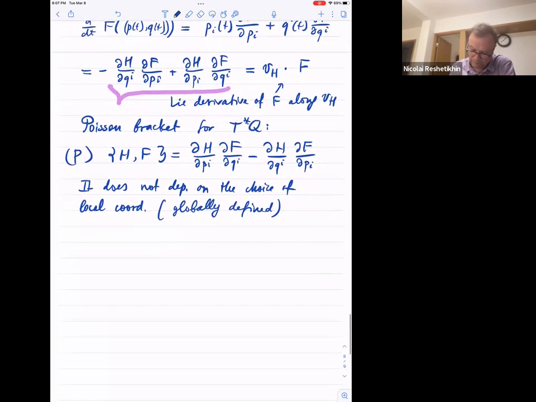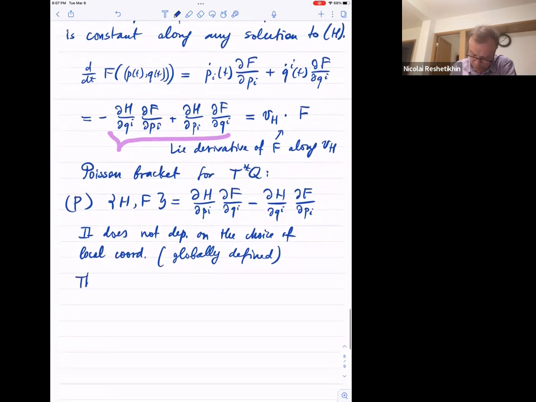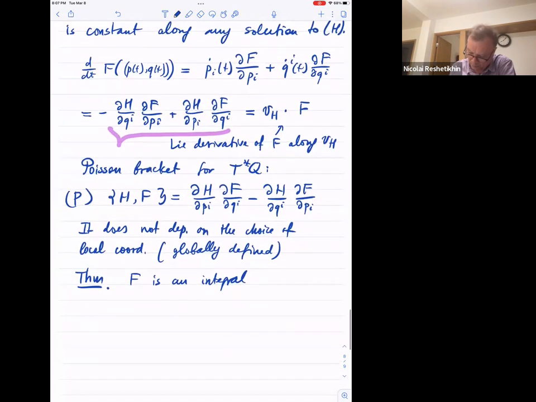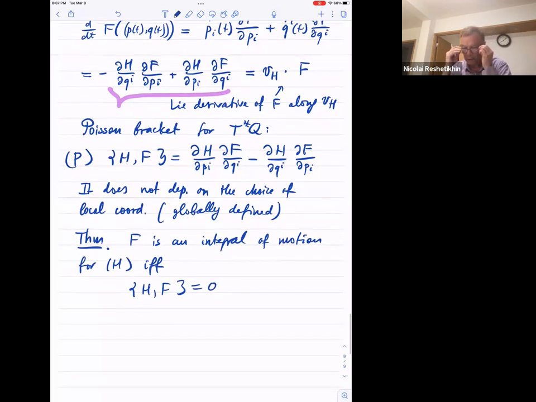Now you can see that we proved the following theorem. F is an integral of motion for Hamilton equations if and only if the Poisson bracket between H and F is 0. And you see, this is absolutely beautiful, because we started with differential equations, which is analysis, and now it turns out that there is some kind of criterion that looks algebraic. Just this expression should be 0, and then it's an integral.